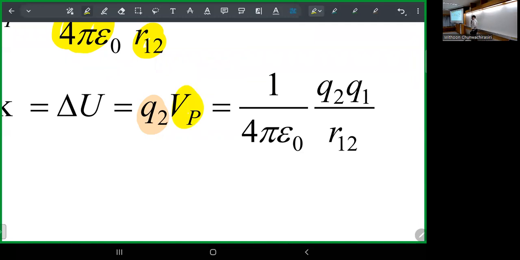Too easy? Okay, one more time. So I am dragging the Q2 to the location P. How much energy do I need? All I have to know is how high is point P.